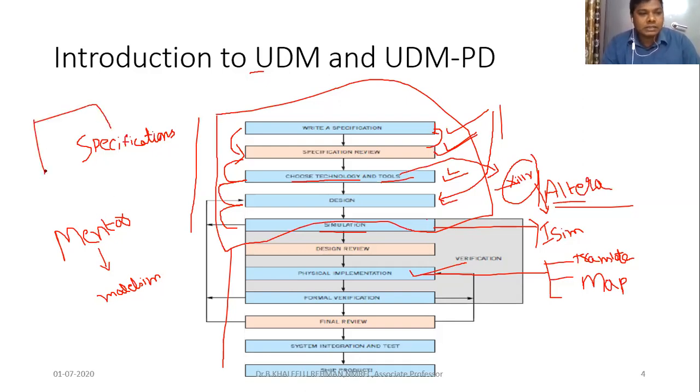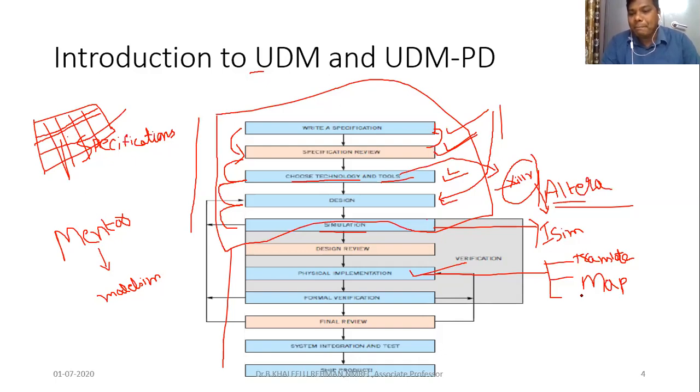This is the array, rows and columns, like this. This is the FPGA, and it will be mapped somewhere here, somewhere here. One input is here, one output is here. Clock pulses are there, like this.